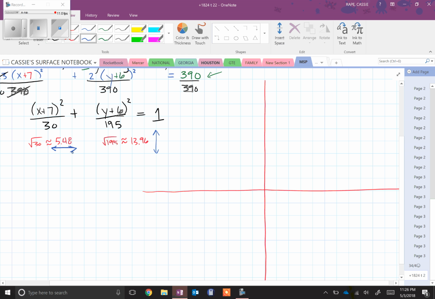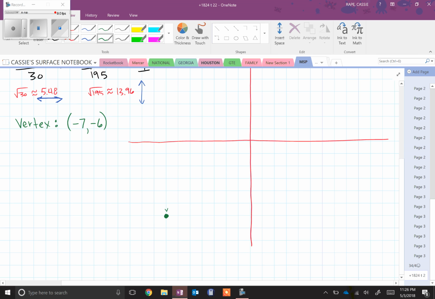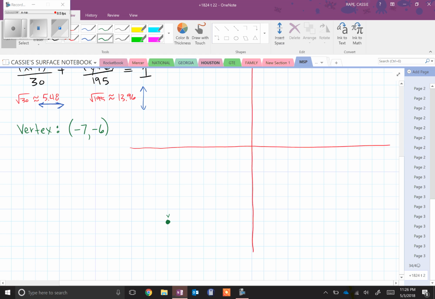The vertex here is going to be the opposite of what's inside the parentheses adding to x, so -7, and the opposite of what's in the parentheses adding to y. So I go first of all to -7, 1, 2, 3, 4, 5, 6, 7, -1, 2, 3, 4, 5, 6. This is my vertex. I put a little v beside it because I'll lose it sometimes if I don't. In the x direction, I'm going to go about 5.5. So 1, 2, 3, 4, 5.5 is right there, and then back, 1, 2, 3, 4, 5.5, right there.